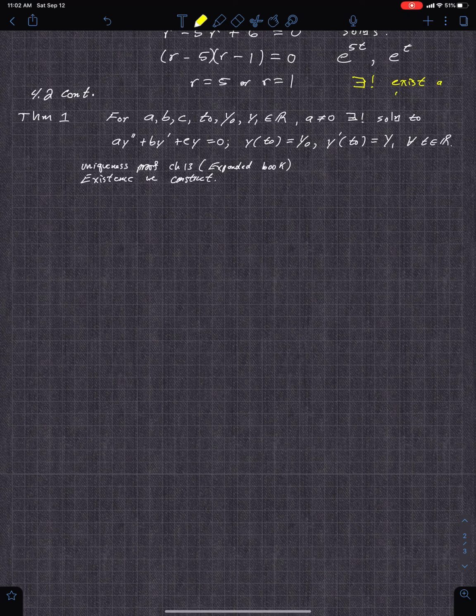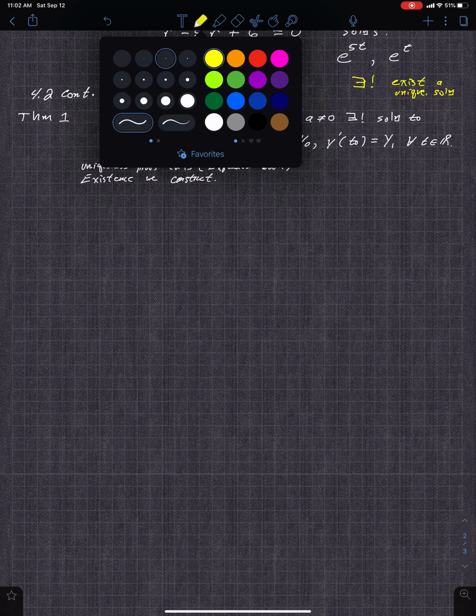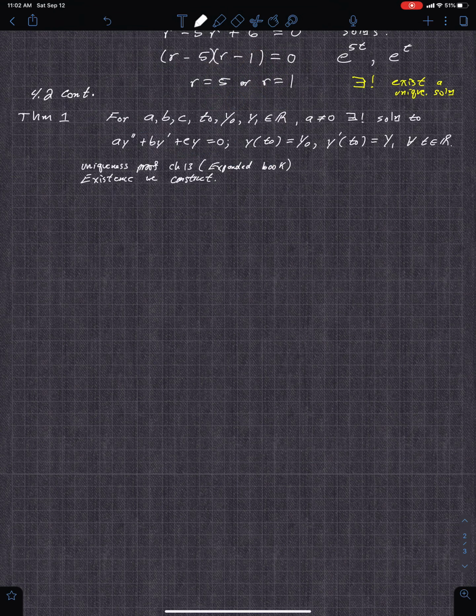exists a unique solution. Okay, so there exists a unique solution to the differential equation ay double prime plus by prime plus cy equal to 0, with the initial conditions y of t naught is Y naught, y prime of t naught is Y1, and those are capitals right there.